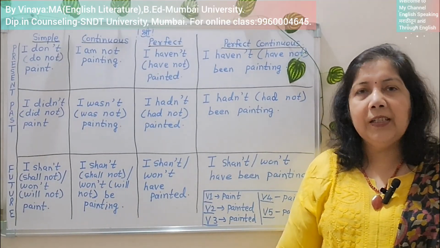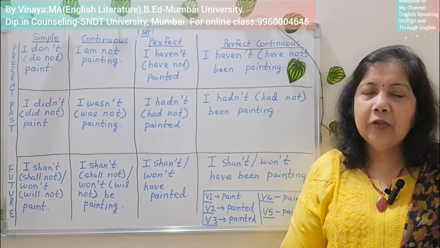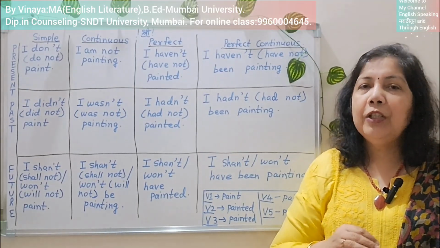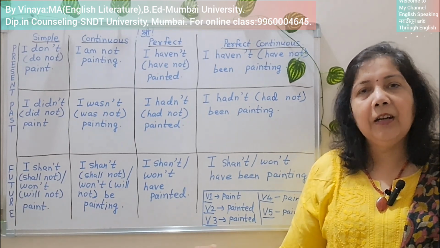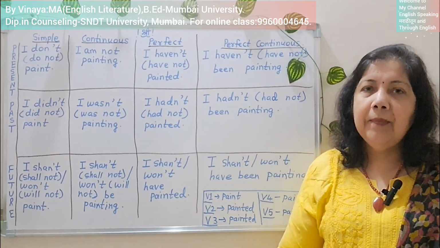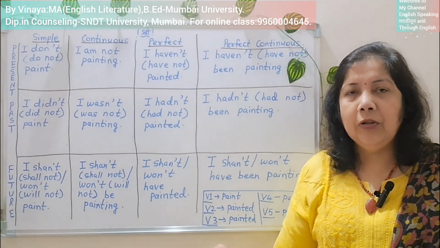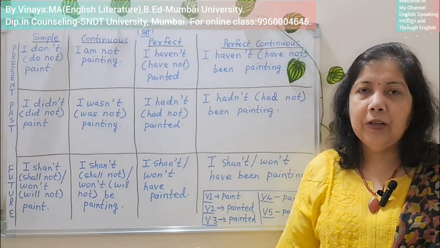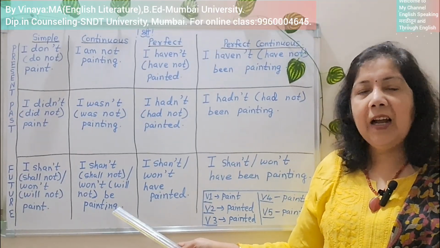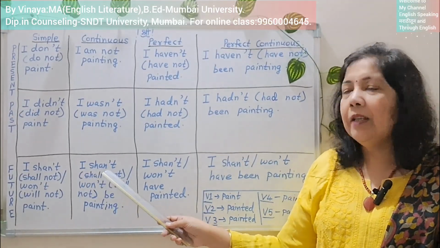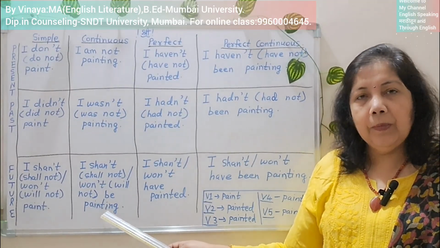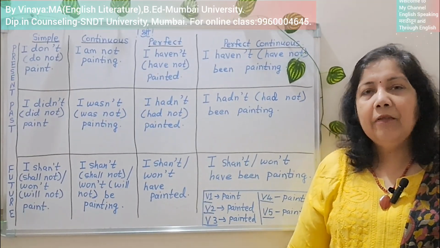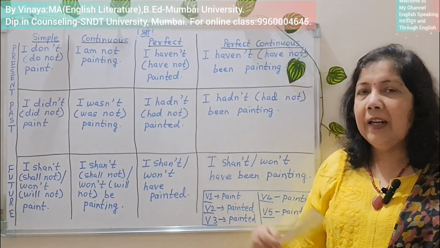Now when to use this tense? When we are talking about any action which will be going on in the future at a particular time. At a particular time, any action which will be going on, continuous action in future. That time we use this tense, and the formula is subject plus shall or will plus not plus be plus V4. That is the formula.